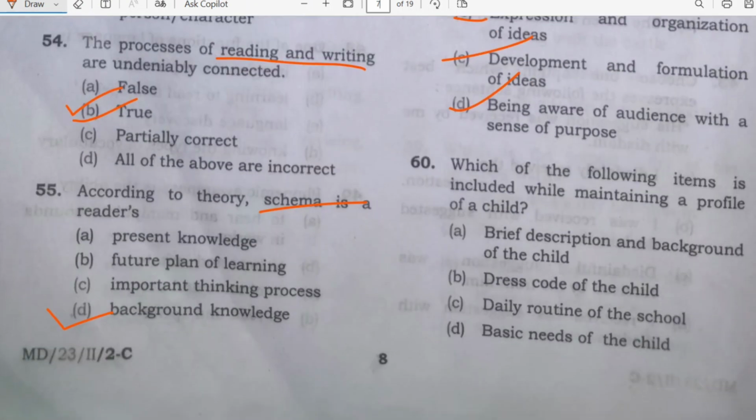So that is question number 60. Which of the following items is included while maintaining a profile of a child? So when you are maintaining a profile of a child, what type of items will you put in it? Dress code of the child, brief description and background of the child, daily routine of the school, or basic needs of the child. See, we don't have to put routine, we don't have to put dress code, we don't have to put the basic needs. Of course, what we have to put is the brief description of the name of the child, then his family background, his age, his habits, his hobbies. So all those things we can put up, right? So a brief description and background of the child makes up the profile of the child.